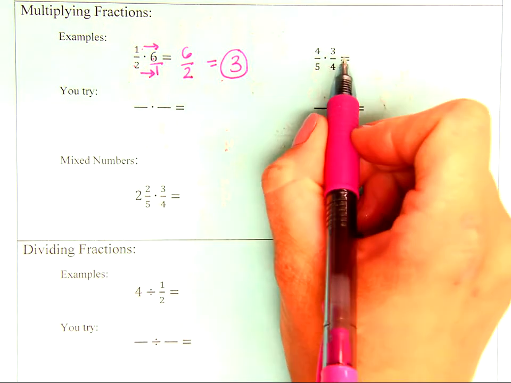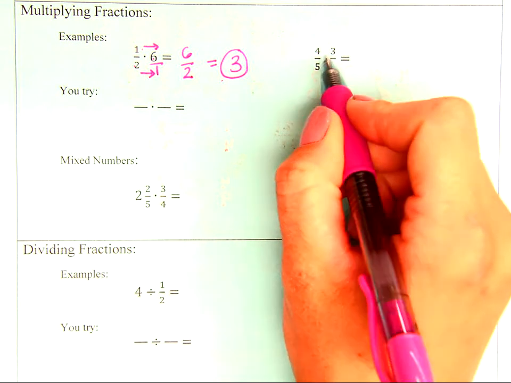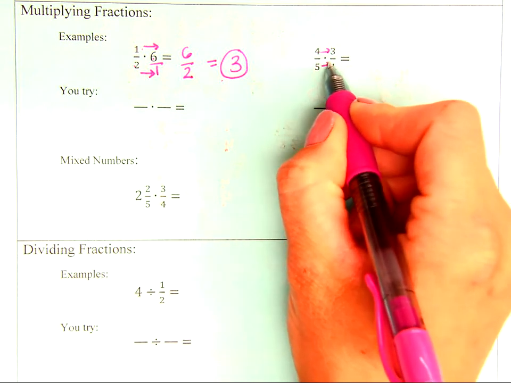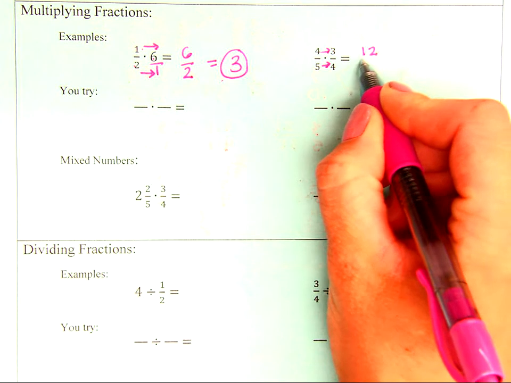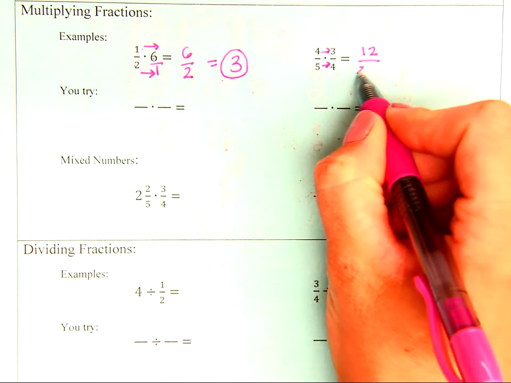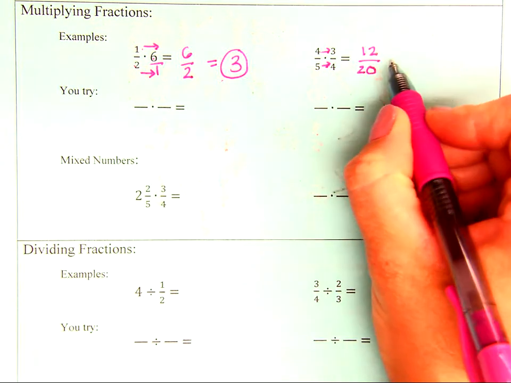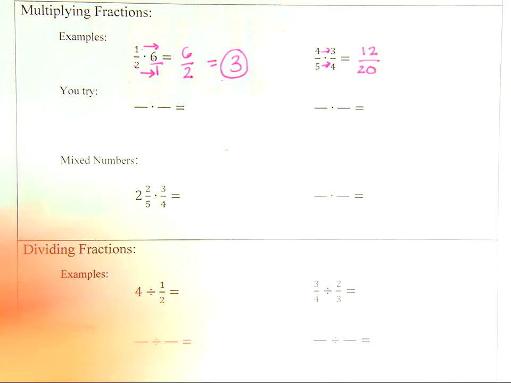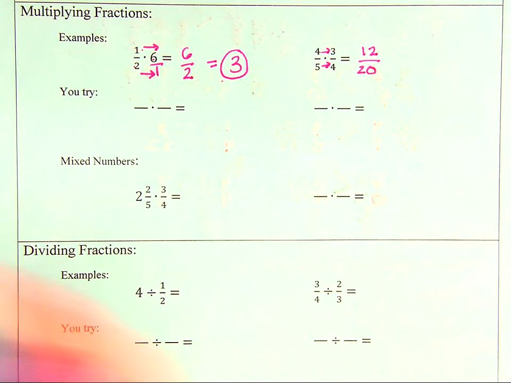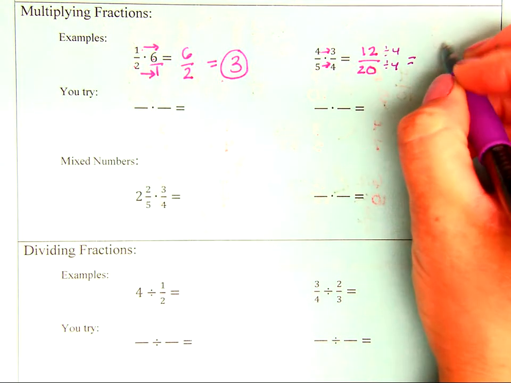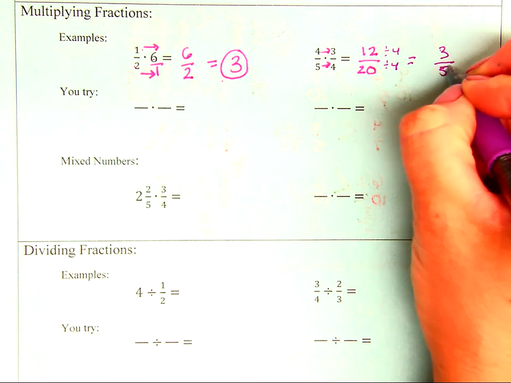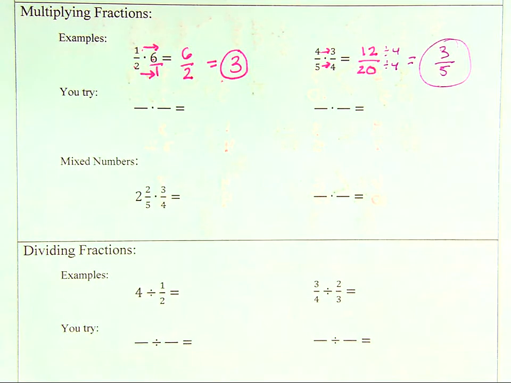So in this example, both are already fractions, so we're just going to go straight across, straight across. So 4 times 3 is 12. 5 times 4 is 20. And then I can divide both of these. So I'm going to divide the top by 4 and the bottom by 4 to get 3 over 5 as my final answer.